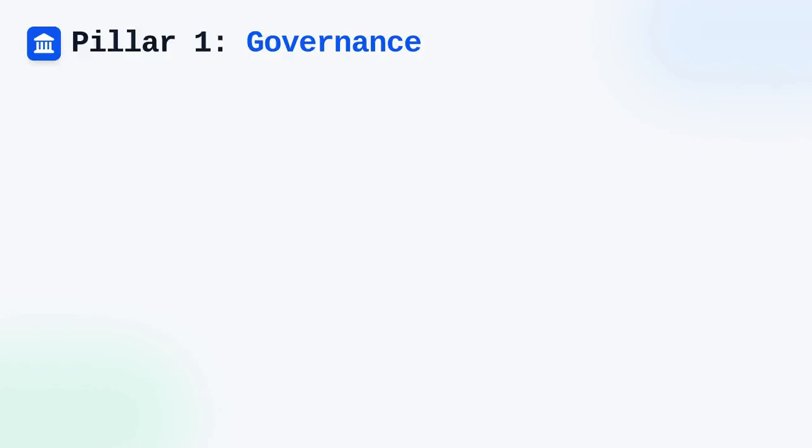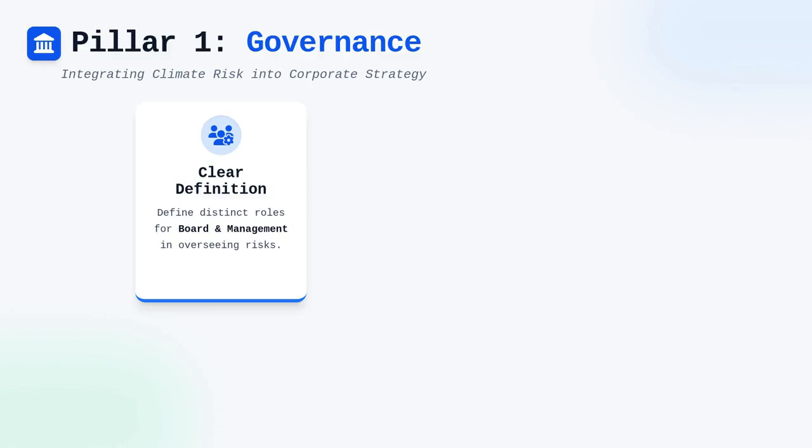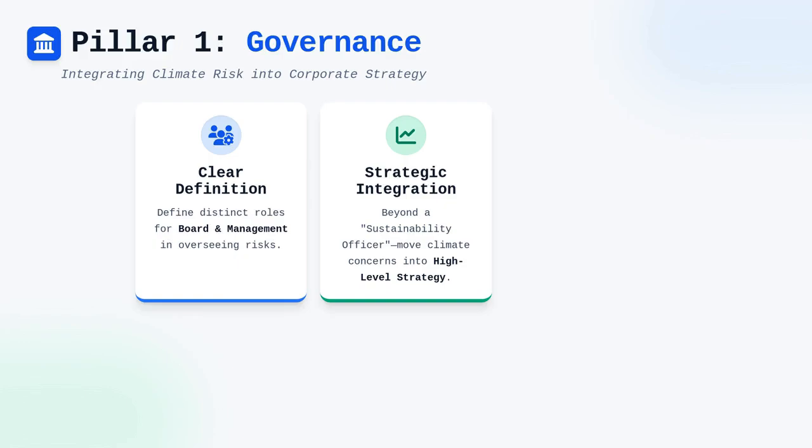The first pillar is governance, which requires the organization to clearly define the role of the board and management in overseeing climate risks and opportunities. It is not enough to name a sustainability officer, as the framework insists on evidence that climate concerns reach the highest levels of corporate strategy.